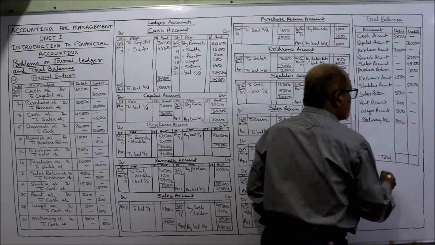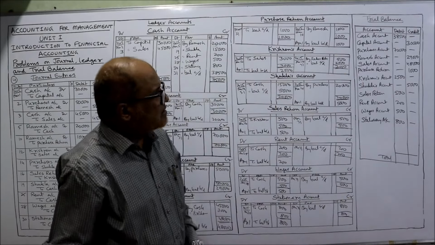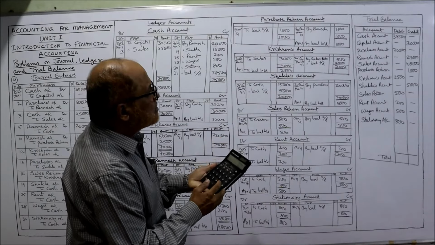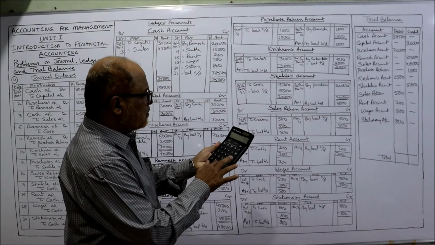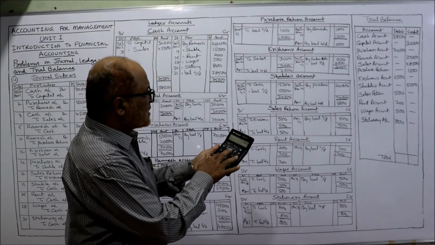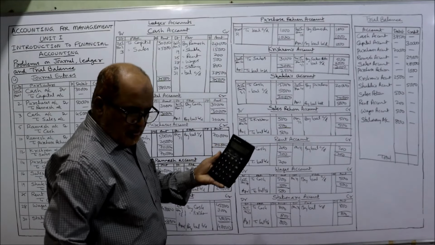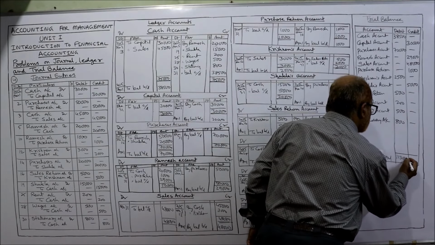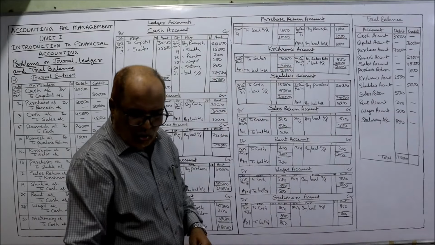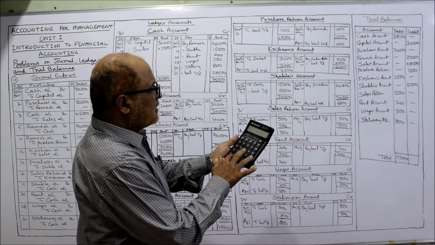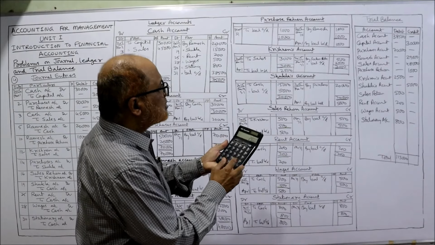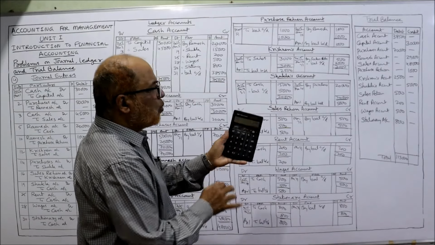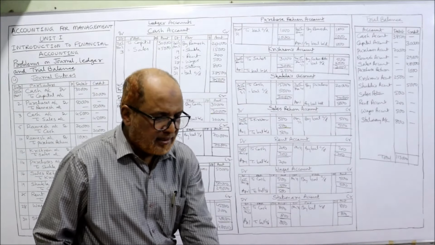Now we have to find out the total of debit and credit in the trial balance, right? So debit side: 38,500 plus 70,000 plus 2,500 plus 500 plus 200 plus 500 plus 800. It comes to 1,13,000. This is the debit side total. Now we'll find out the credit side: 30,000 plus 29,000 plus 48,000 plus 1,000 plus 5,000. 1,13,000 credit side.